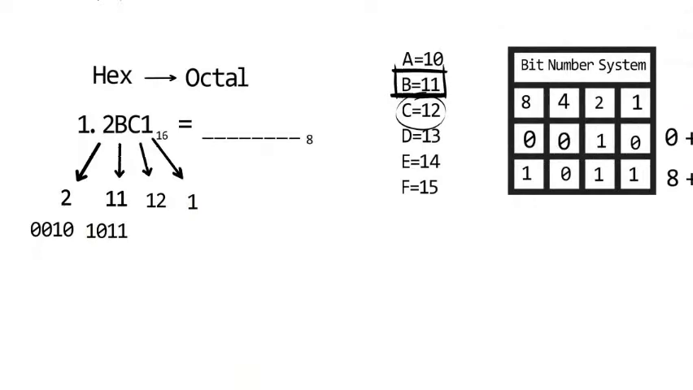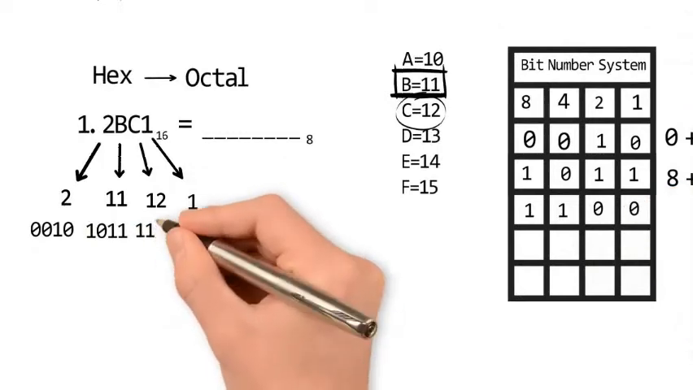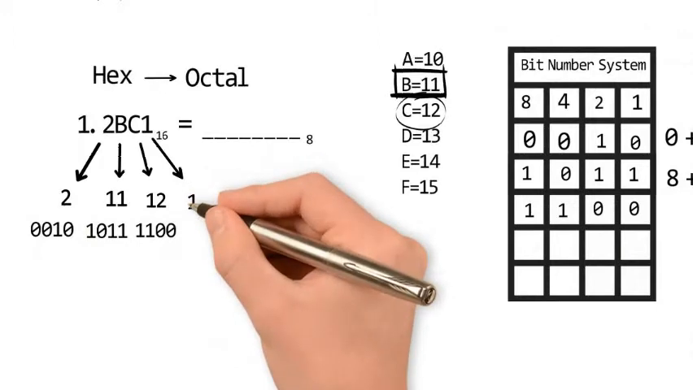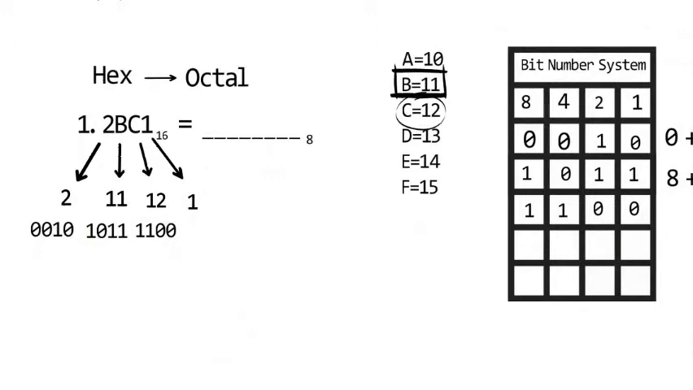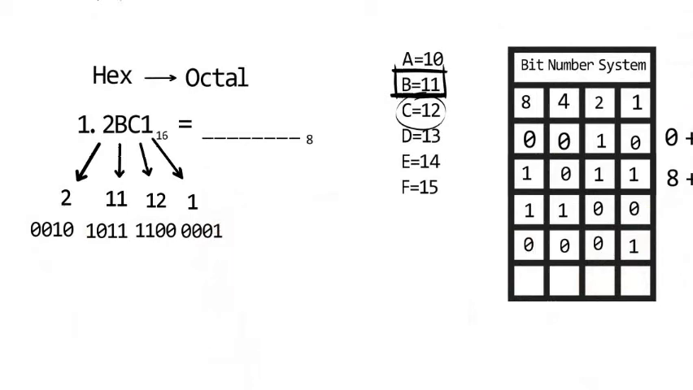So for number 12, it's the sum of 8 and 4. So 8 plus 4 is 12. So we will place 1 on 8 and 1 on 4. And for the rest of the numbers that we didn't use, we will place 0, 0. So that's 1, 1, 0, 0. And for number 1, of course, we will only use the 1. So we'll place 1 on it, and the rest 0, 0, 0. So that's 0, 0, 0, 1.